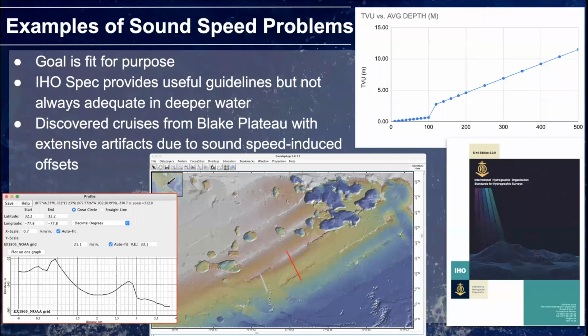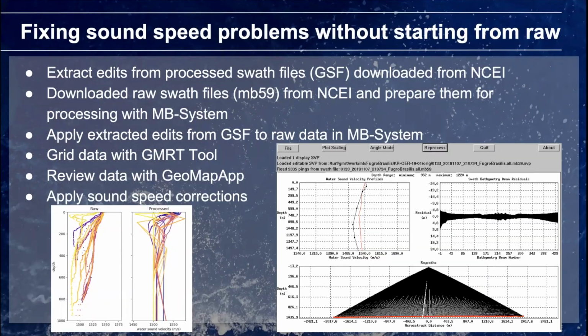While we do have an IHO standard for total vertical uncertainty, or TVU, which can help guide us through these sound speed corrections, we want to make sure that the data product is fit for purpose, i.e. safety of navigation versus research or mapping the gaps. Several surveys from the Blake Plateau that we downloaded for integration presented sound speed issues. As we worked to correct these data, we discovered that an unusually high number of corrections were needed over a short spatial and temporal scale.